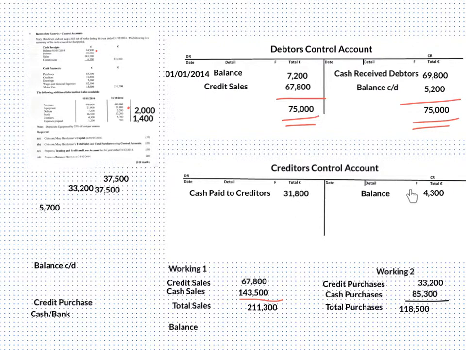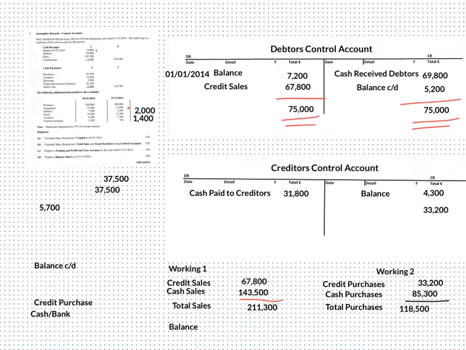Now we're not finished with our T account, so we still need to tidy this up. We have our balance, we have our cash paid to creditors, and then we also just need to bring in our credit purchases, which is this figure here. So it's goods purchased on credit. That's going to increase our creditors, so it needs to increase our credit balance. So I'm just going to bring the 33,200 across.